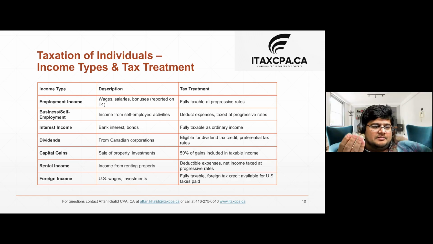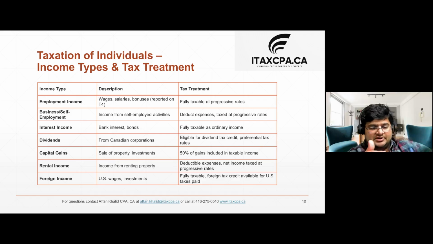So if you're earning employment income, then you will be issued a T4 slip for that income. That can include your wages, salaries, and bonuses, reported on a T4 by the Canadian employer, or if it's a US employer sending their US employees to work in Canada for 3 months, 5 months, 10 months, 1 year, 2 year secondment, whatever, then the US employer has to issue a T4 for that. The employment income is fully taxable at the progressive rate.